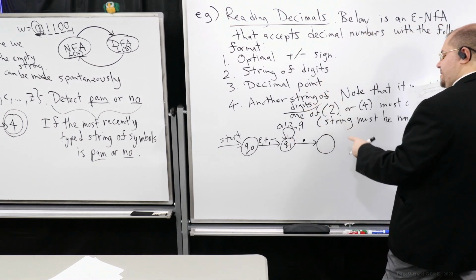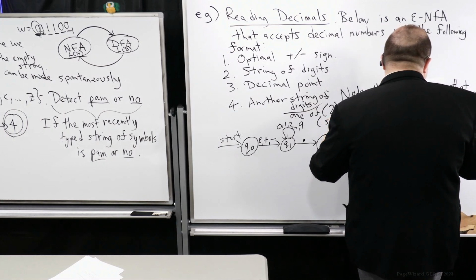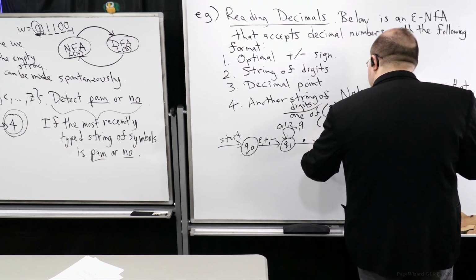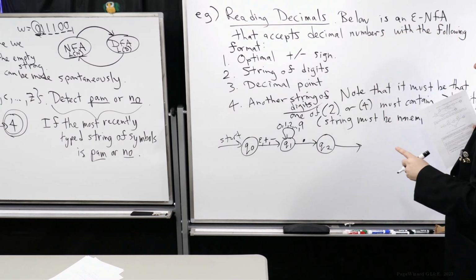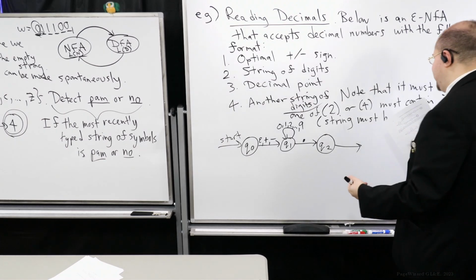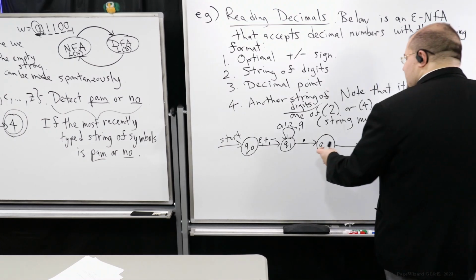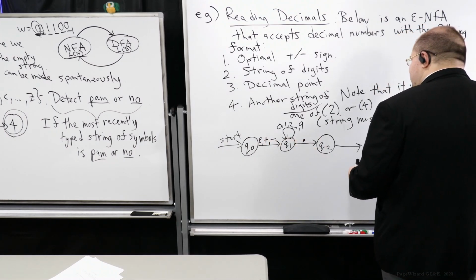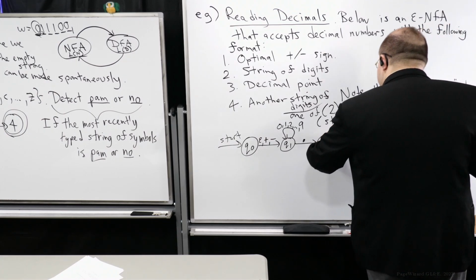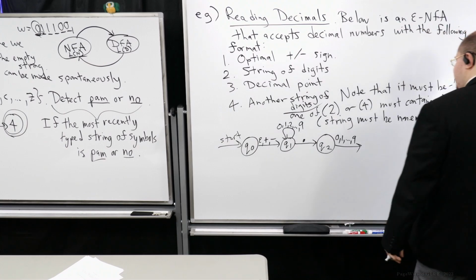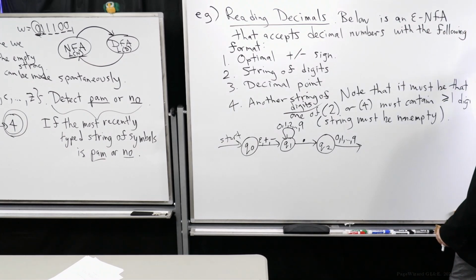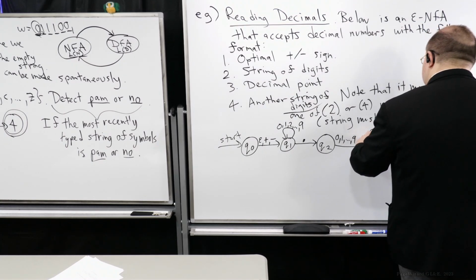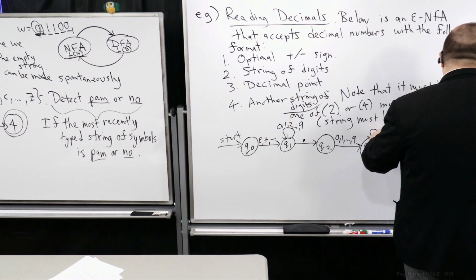So we have a decimal point. Upon getting a decimal point, there has to be another string of numbers that comes after it. In this case, it could be that you go right to the decimal point, but that means there's going to be at least one digit. So we're going to have 0, 1, all the way up to 9. Any one of these symbols would suffice. And then on Q3, we can read in some more symbols.